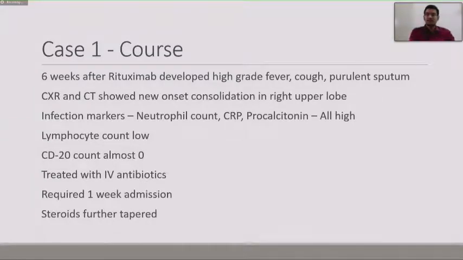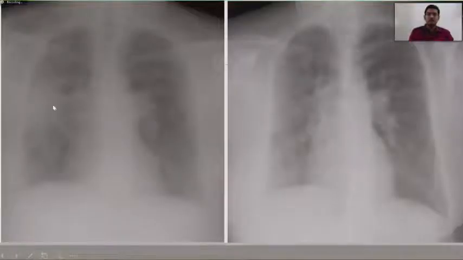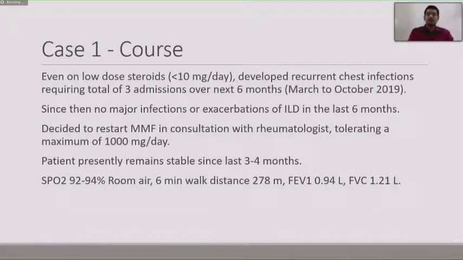About 6 weeks after rituximab, she developed high-grade fever, cough, and purulent sputum, and there was new onset consolidation with positive markers for infection, and the CD20 count was almost zero because of the rituximab, and she was treated with IV antibiotics, required a week of admission. The steroids were naturally tapered further after the infection, and this was the patch of consolidation which she developed about 6 weeks later. And with antibiotics, that did show improvement. All this while, you can see how the lung volumes were remarkably preserved in this patient. And we continued her on maintenance low-dose steroids.